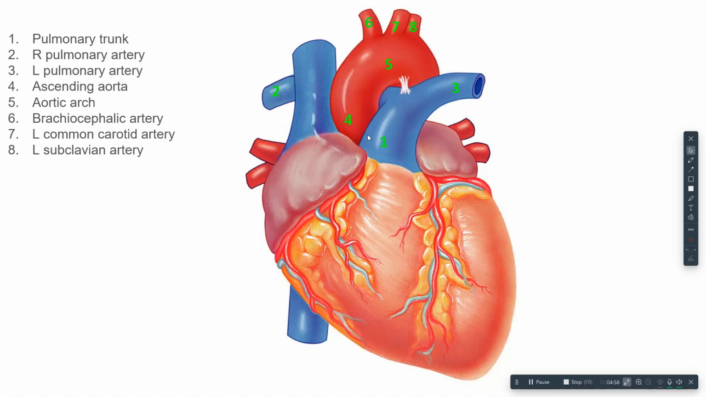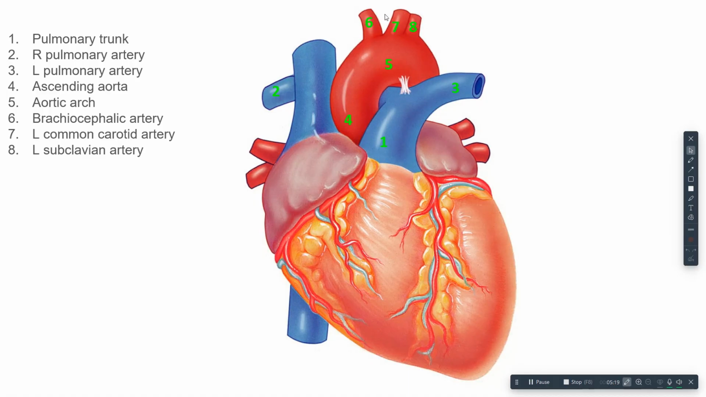Now I also see the ascending aorta right here as it comes up from the left ventricle. It curves, becoming the aortic arch. And we know there are 3 branches to the aortic arch. First one is the brachiocephalic, middle one is the left common carotid, and the final one is the left subclavian.